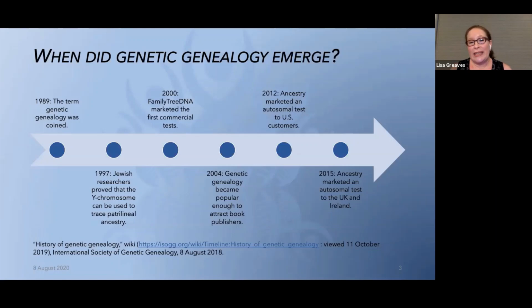So the father of the father of the father, that's the patrilineal line. And in 2000, Family Tree DNA marketed the first commercial at-home DNA test. And in 2004, genetic genealogy became popular enough to attract mainstream book publishers. And in 2012, Ancestry marketed their first autosomal test at home to US customers. And then in 2015, they expanded it to the UK and Ireland. I included this information because I just want you to realize it's still a very new science. So there's a lot that we don't know, and there's a lot that's still changing.